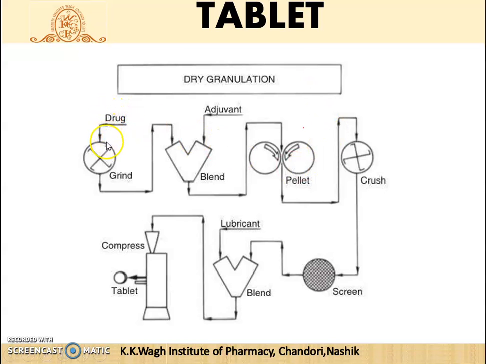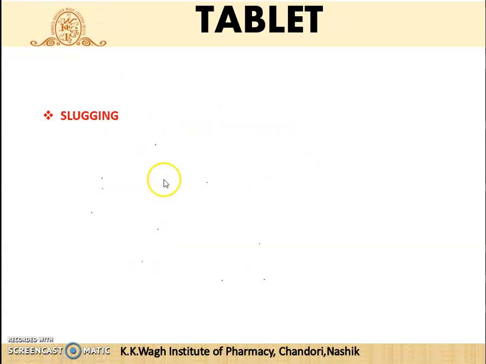In this dry granulation chart, we see the drugs. First one, the drug is ground, then blended with the suitable adjuvants. Then pellet formation is there. After pellet formation, these pellets are crushed down, and this crushed granules or pellets is screened off, and then it is sent to the blending. In that, a suitable kind of lubricant is added, and then this mass or these granules are pressed for the compression. Okay, this is the flow chart of the dry granulation.